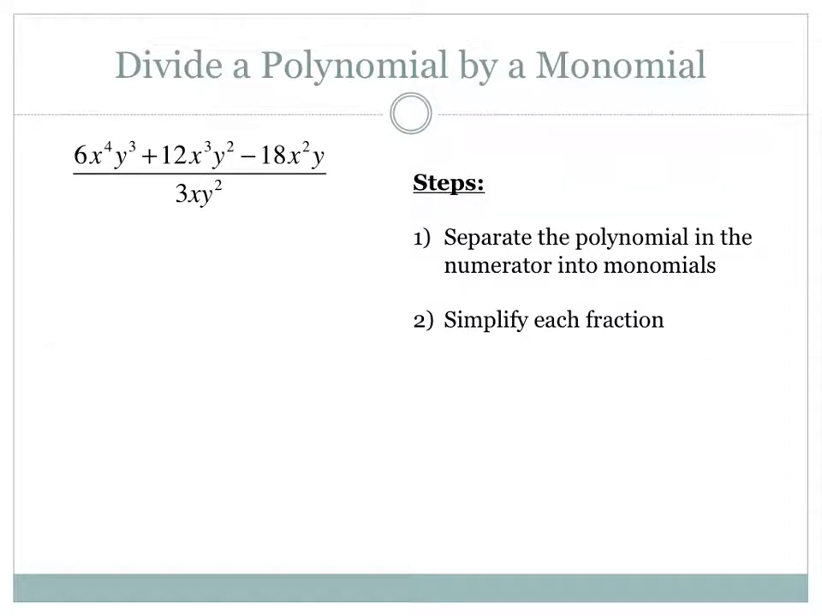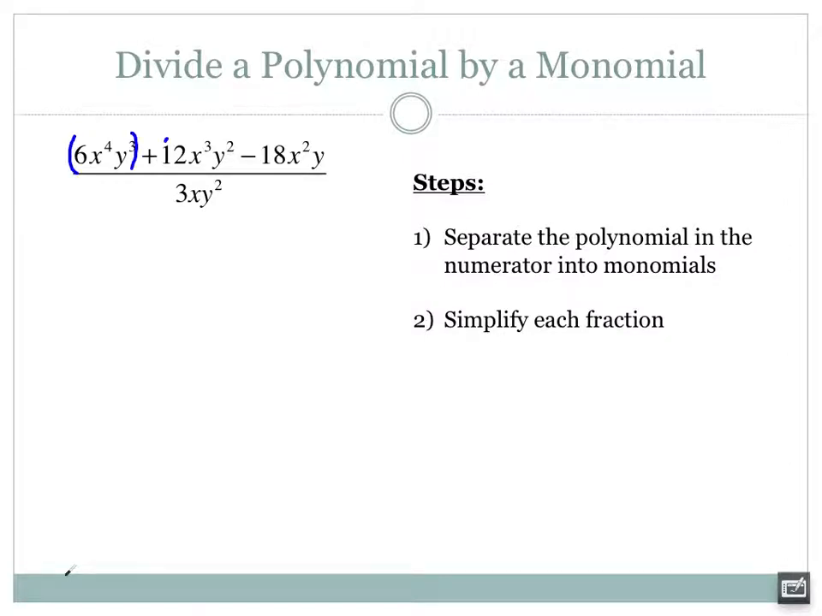So first example is dividing a polynomial by a monomial. There's two steps. The first step is to separate the polynomial in the numerator into monomials. The second one is to simplify each fraction. Please make sure you have both of those written down. Okay, so first thing, separate the polynomial in the numerator into monomials.